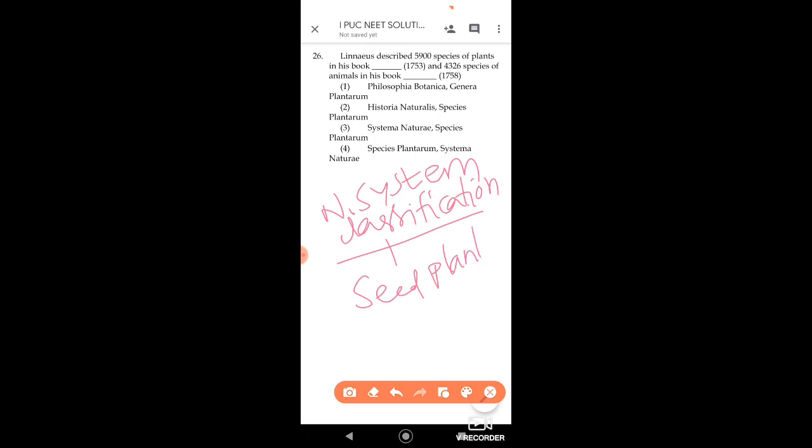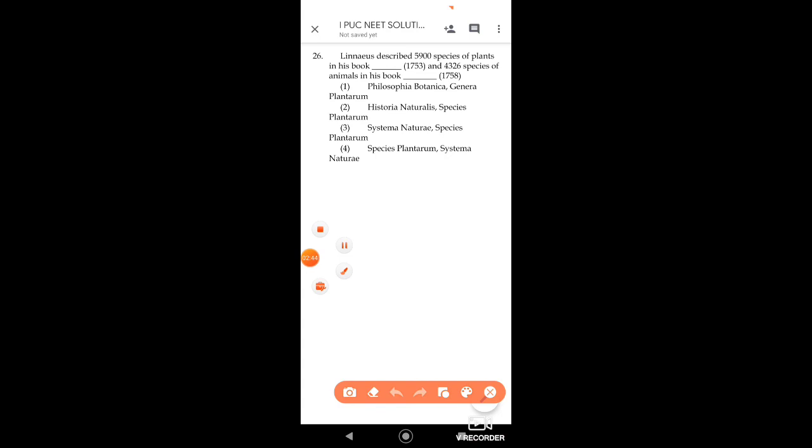See, natural system of classification, especially of seed plants or seeded plants. So like we have gymnosperms and angiosperms. So that was described by Bentham and Hooker. So in which book did they describe this? They described the seeded plants. Bentham and Hooker described the seeded plants in their 3-volume book called Genera Plantarum.